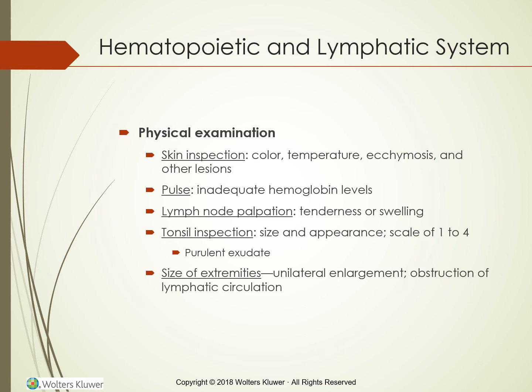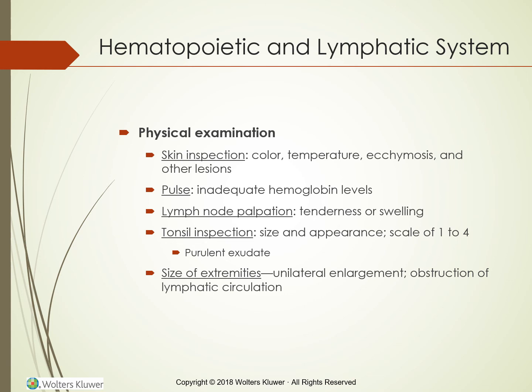Using a penlight and tongue blade, the nurse inspects the tonsils for size and appearance. If the tonsils are present, the nurse uses the following scale to document assessment findings related to size, 1 to 4. 1 is tonsils are visible. 2, tonsils extend medially toward the uvula. 3, tonsils touch the uvula. And 4, tonsils touch each other.